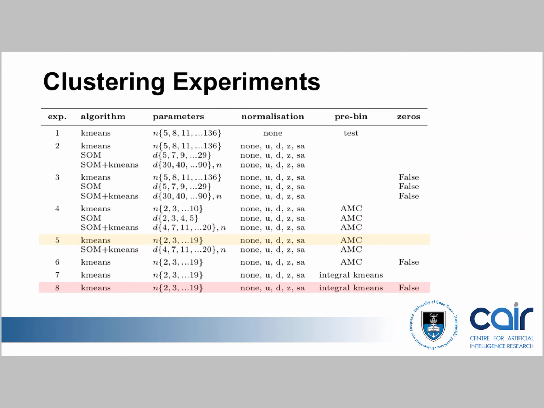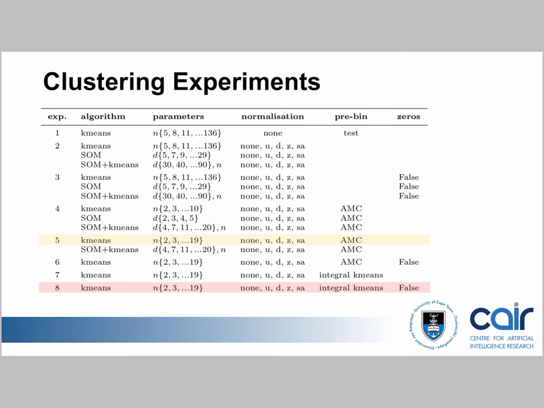Altogether, we ran 8 different experiments, and we tested 3 different algorithms. The first algorithm we tested is kmeans, which is probably the most used algorithm for clustering. The second is self-organizing maps, abbreviated as SOM, which is a form of neural network that has been used by several other studies. And then the third is a combination of self-organizing maps and kmeans, where the self-organizing maps does a form of dimensionality reduction, and the kmeans then clusters a data set with reduced features.